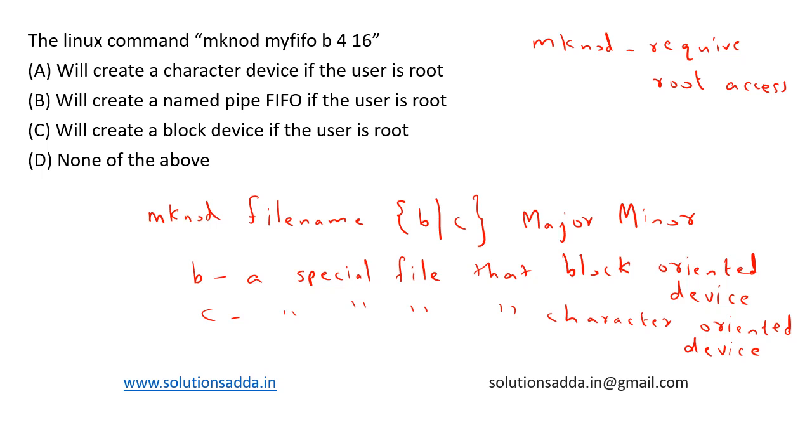So myfifo is the file name. b would indicate that it is a special file that is a block oriented device. 4 and 16 are the major and minor device numbers. So let's see the options. Option A, it will create a character device if the user is root. No, since we have b, it is creating a block oriented device. Will create a named pipe FIFO if the user is root. No, this is also not correct.